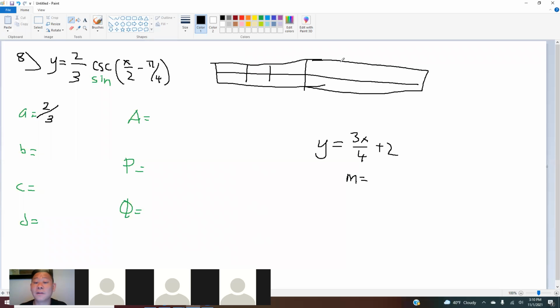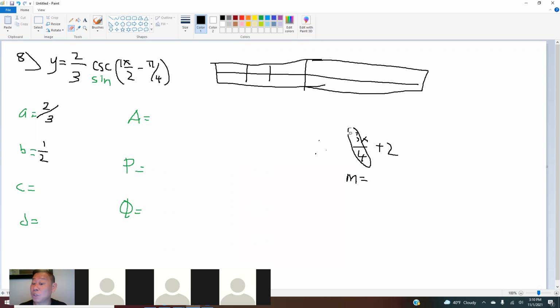Anyone know what's the slope here? 3/4, right? That's 1. So what is your B in this case? 1/2. Yep. Okay, so it's 1/2 here. So don't forget, you all have a 1/2 in this case for your B. How about C? -pi over 4.